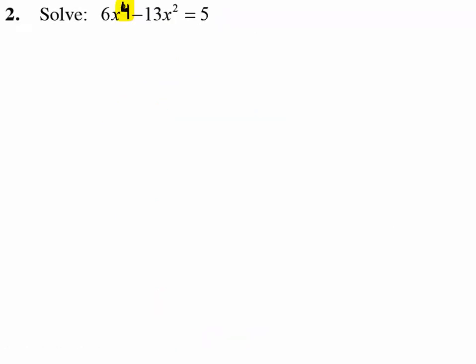Jump to number 2. Okay, of course, there is a problem on the matched problems. Even the matched problems have problems. So 6x should be to the 4th, not squared. So it should be 6x to the 4th minus 13x squared equals 5. All right, so first things first, before we do anything else, let's set this equal to 0. So move the 5 over, so how about a minus 5 at the end there, equal to 0?